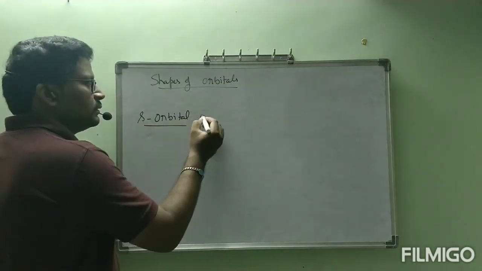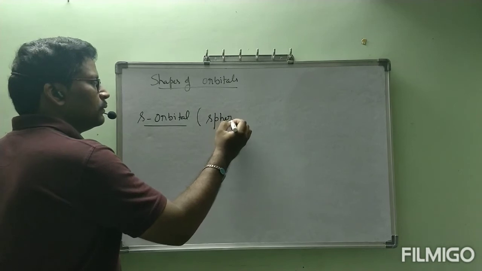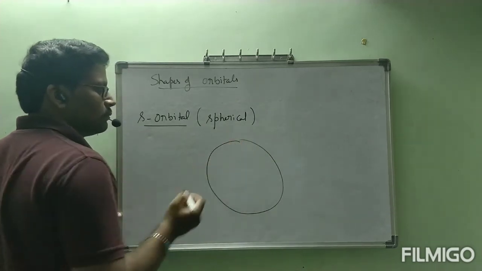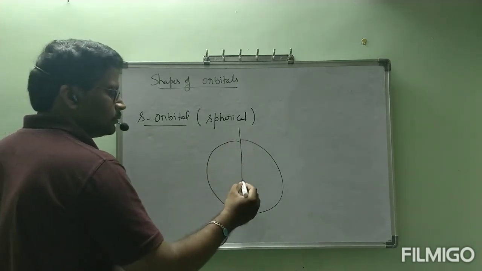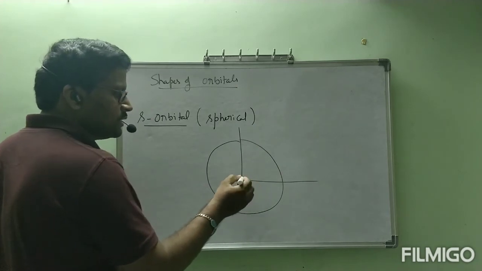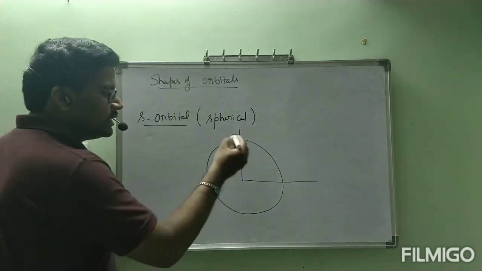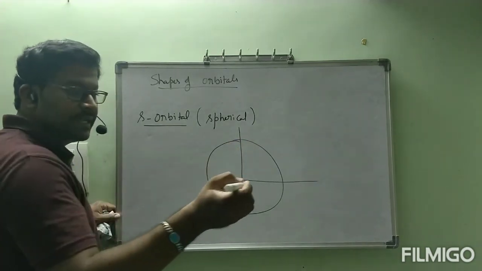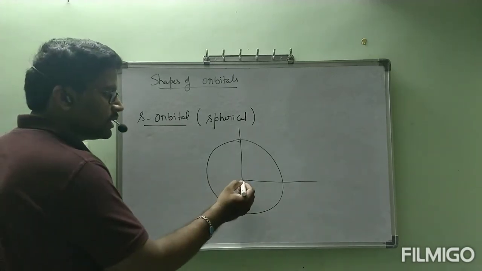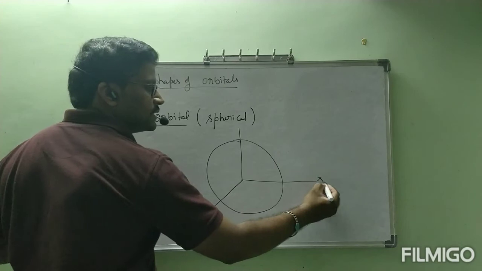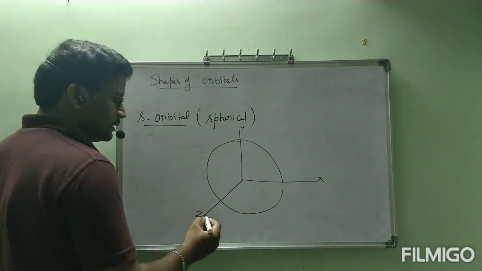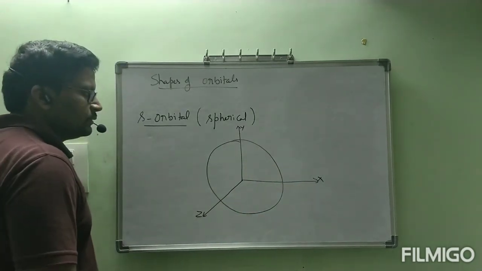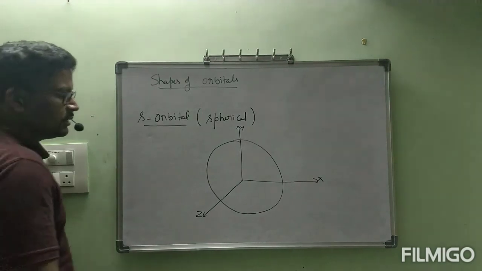S orbital shape is spherical. Actually, this is three-dimensional. It is like a sphere, a ball. Okay, three-dimensional. Z-axis must be like this. It is not possible to draw on the board, that's why I am drawing like this. X-axis, Y-axis, Z-axis. We have to mention the axes clearly. Okay, this is the shape of S orbital.